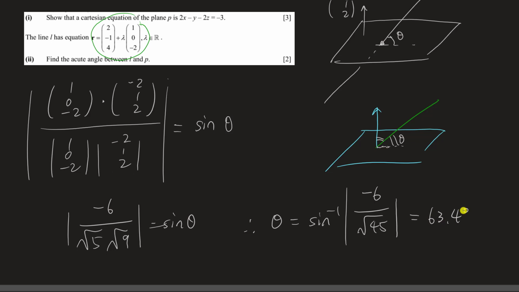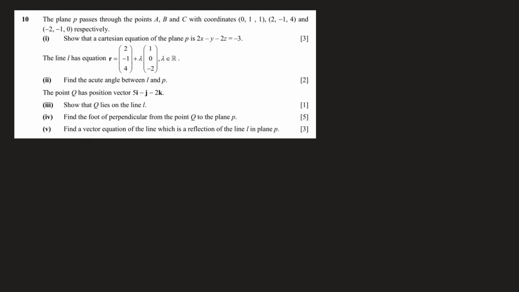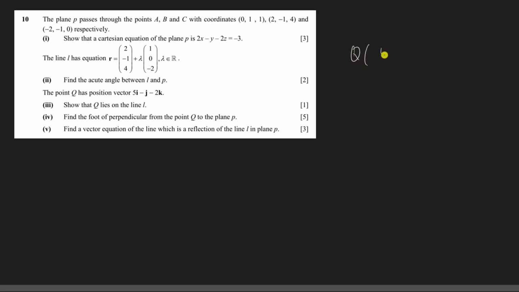And we are done with the second part of this question. Third part is just 1 mark. Show that a point 5, negative 1, 2. So Q has the coordinates 5, negative 1, negative 2.